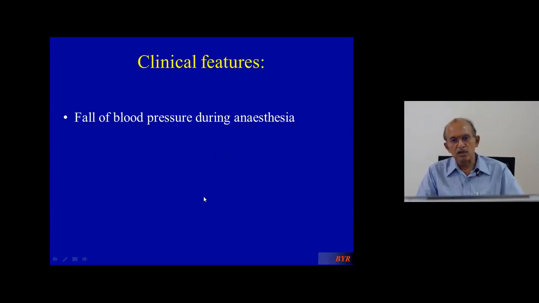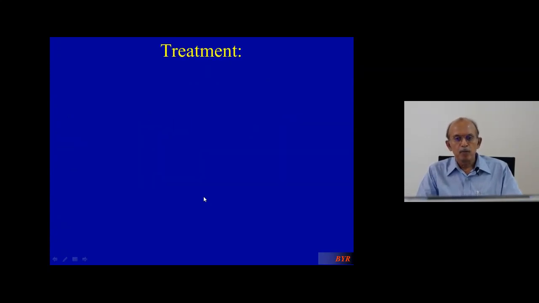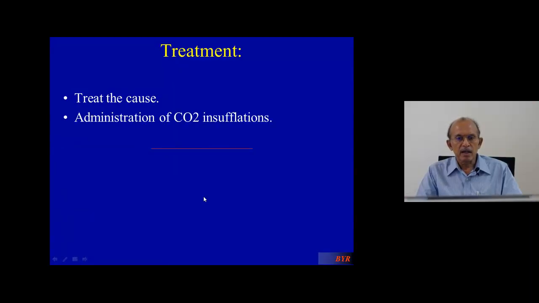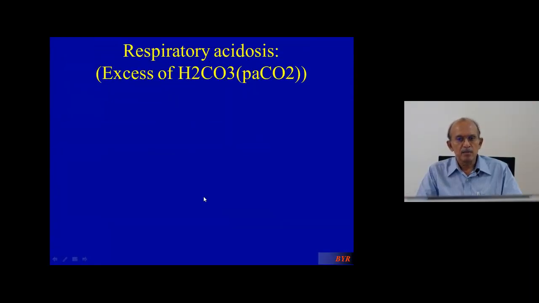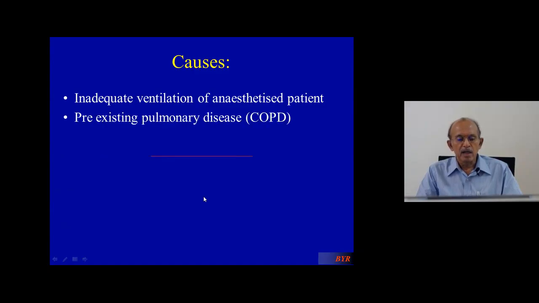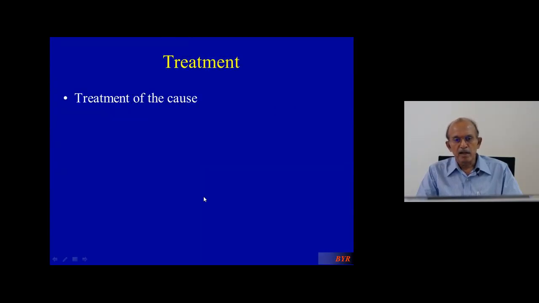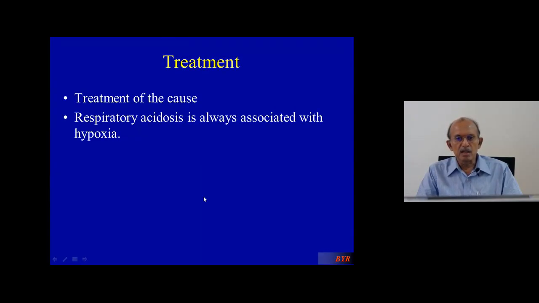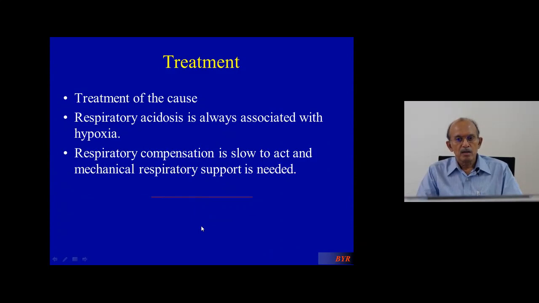Clinical features: fall of blood pressure during anesthesia, latent tetany. Whenever alkalosis is there, there will be tetany. Treatment: treat the cause, administer carbon dioxide insufflation. Respiratory acidosis causes inadequate ventilation of an anesthesia patient and pre-existing pulmonary disease, that is COPD. Treat the cause. Respiratory acidosis is always associated with hypoxia. Respiratory compensation is slow to act and mechanical respiratory support is needed.